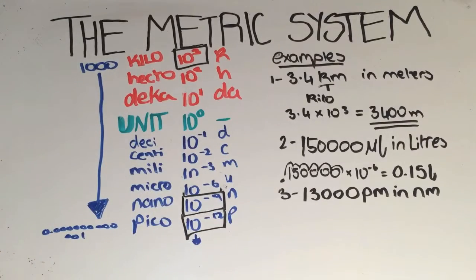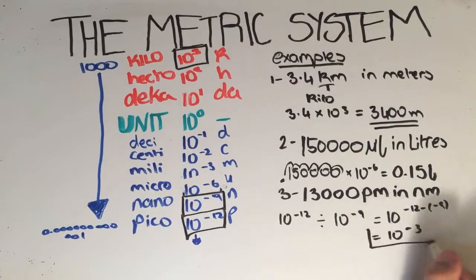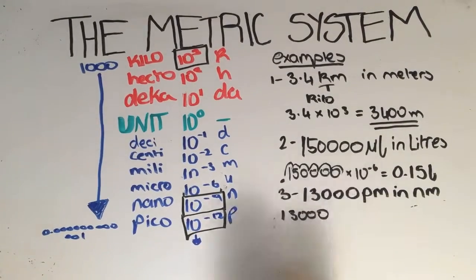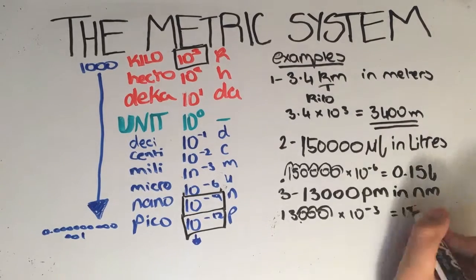In the third example, we must convert 13,000 picometers into nanometers. Pico is 10 to the negative 12 and nano is 10 to the negative 9. So the first step is to divide them. Or in simple terms, subtract negative 12 by negative 9. In the end you would get 10 to the power of negative 3. So you multiply 10 to the power of negative 3 by 13,000 to get 13 nanometers.